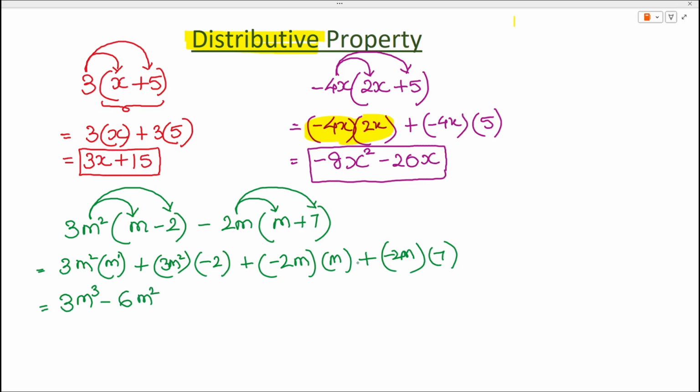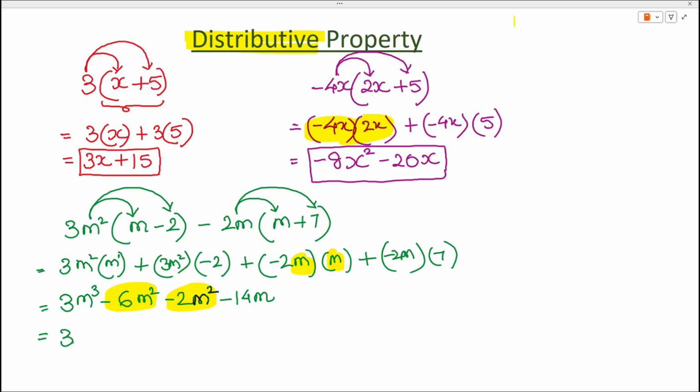Now when we are solving this one, negative 2 and there's no other number, so negative 2. But now we have m times m. So both of them have the exponent 1. So in multiplication, the exponent gets added and we have m squared. The last one is negative 2 times 7, which is negative 14 and m just like that. Now from here, we can simplify the like terms. So let us see what it is going to look like.